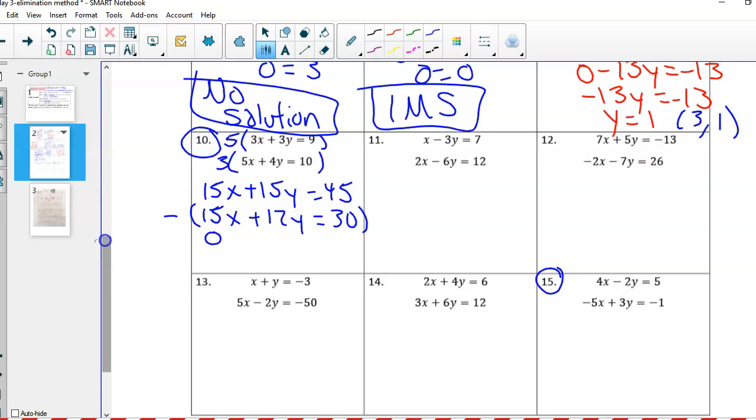15y minus 12y is 3y. 45 minus 30 is 15. So what is y? 5.